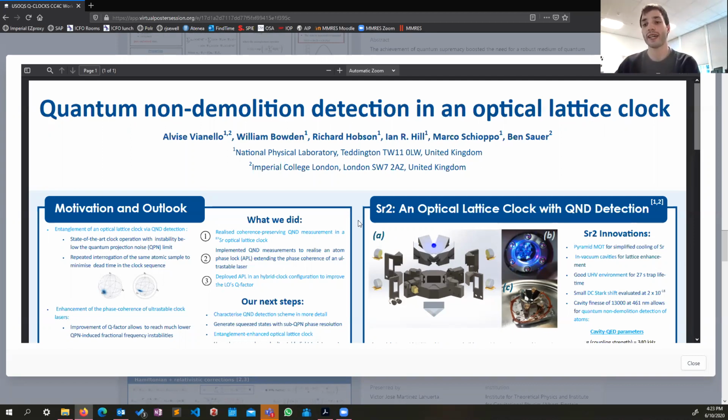in which we combine two optical lattice clocks, one of which implements quantum non-demolition detection, and then we combine them together to obtain a clock with improved stability. More generally, this quantum non-demolition measurement scheme seems promising to generate spin squeezing and entanglement in optical lattice clocks.